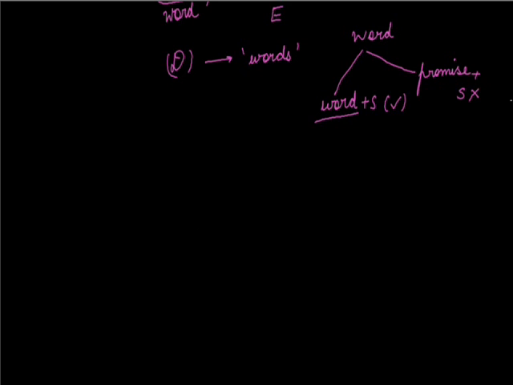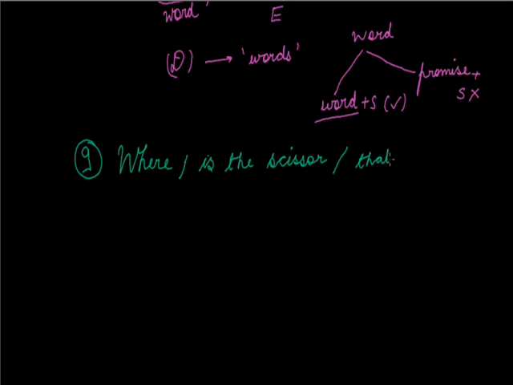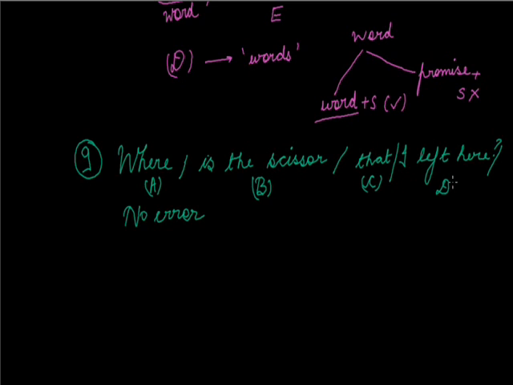Question number 9 is, where is the Caesar that I left here? Where is the Caesar that I left here? And the next section is no error. It is also divided in 5 parts: part A, B, C, D, and E. Where is the Caesar that I left here? The error is in part B.